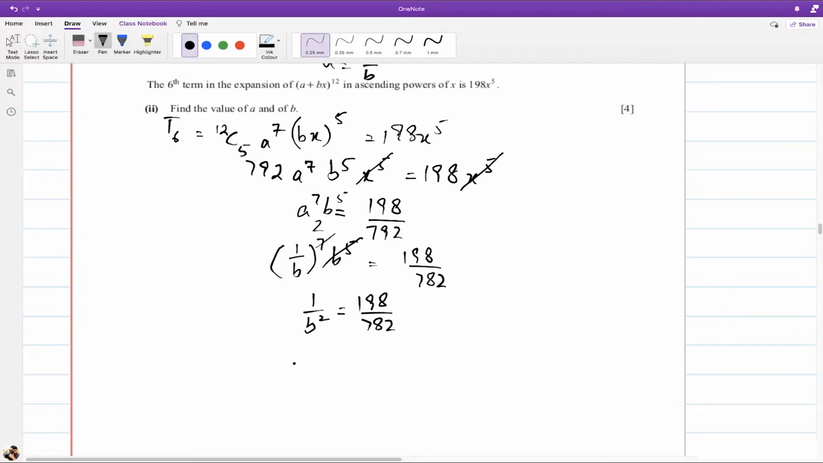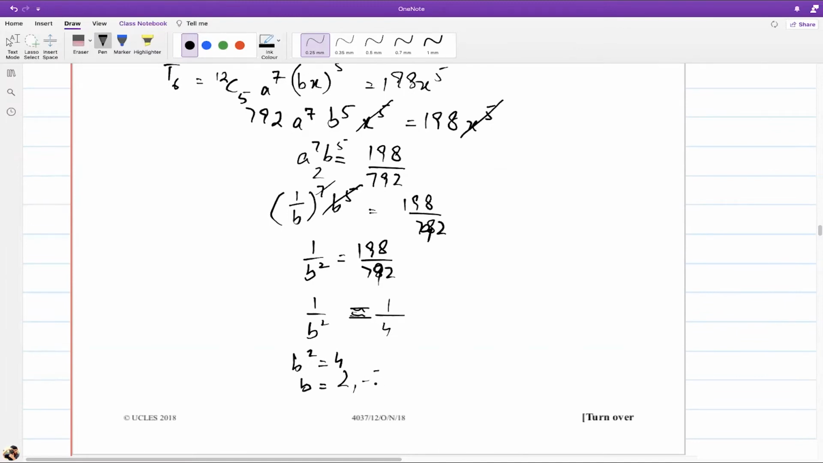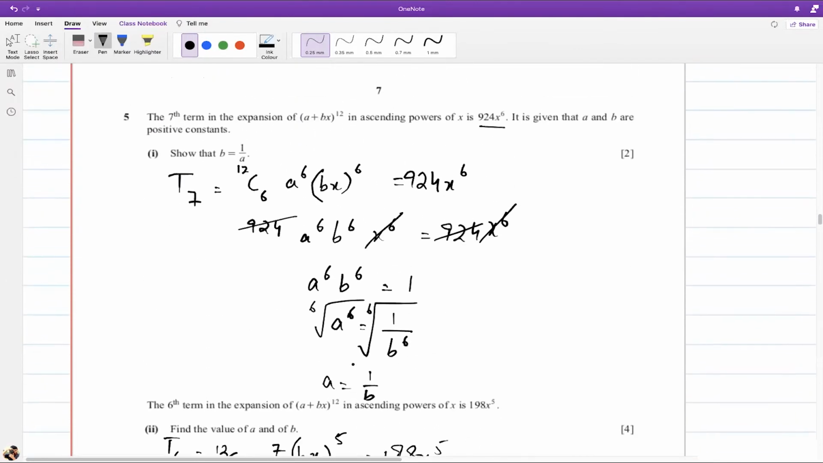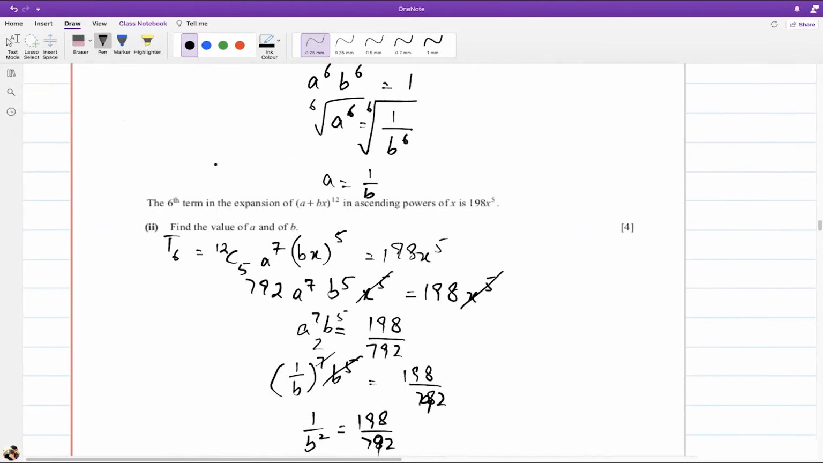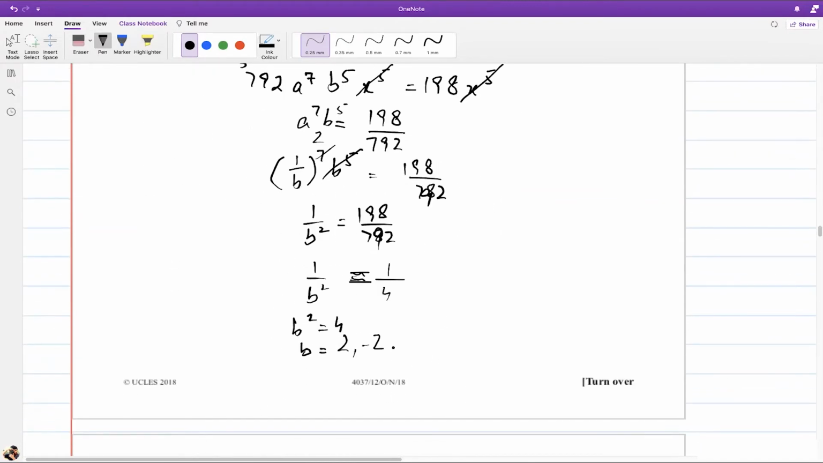ठीक है? अच्छा, एक मिनट फिर करती हूँ. देखें, 1 over b square is roughly equal to 1 over 4. ये roughly equal होता है because 198 into 4 is 792. हाँ, 792 और ये तो 1 over 4 बन गया ना. So what is b? अब इसका square. b is equal to 2 and minus 2. अब यहाँ पे हमें देखना है कि क्वेश्चन में कहीं पे उसने कहा है कि a और b पॉजिटिव है, उसने कहा है कि वो पॉजिटिव है, तो we will ignore the negative values. We'll say b is 2.